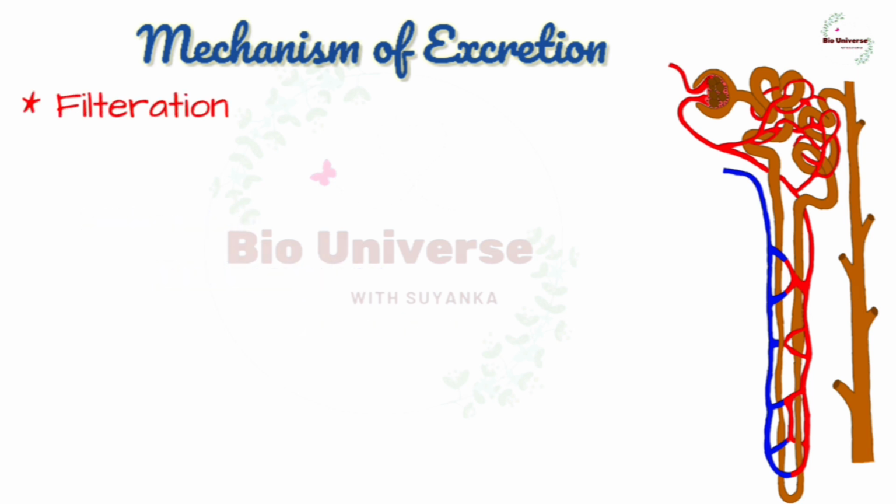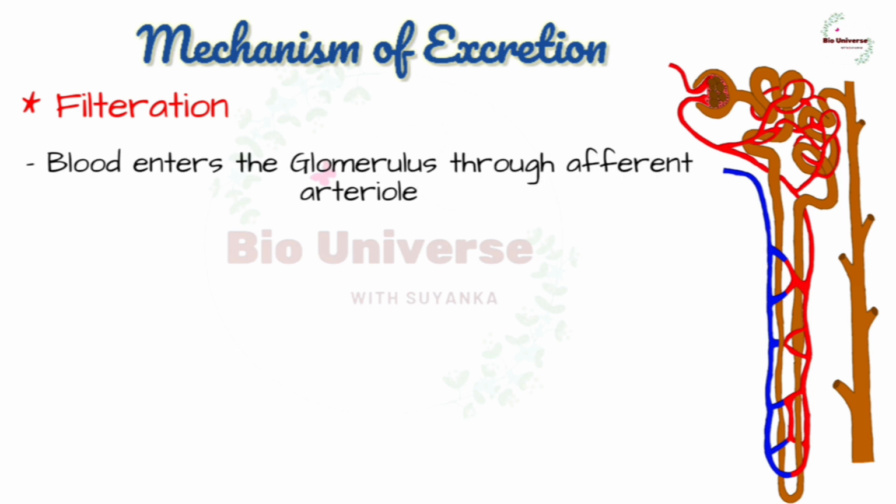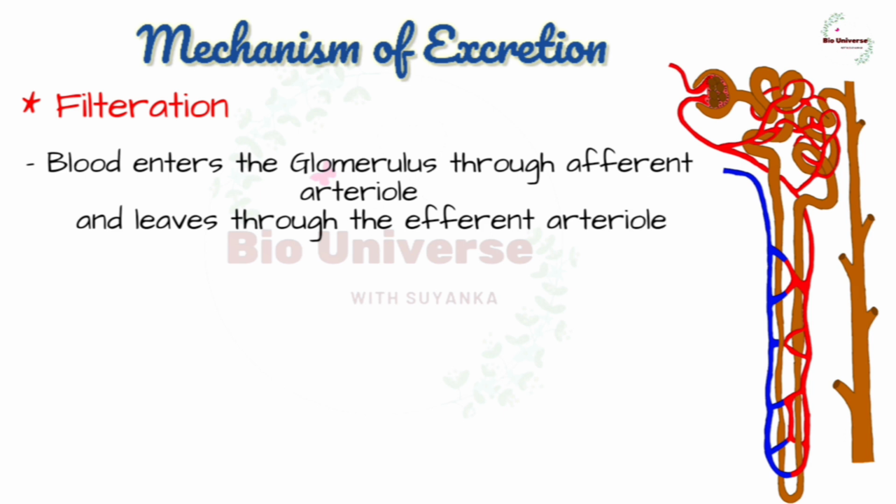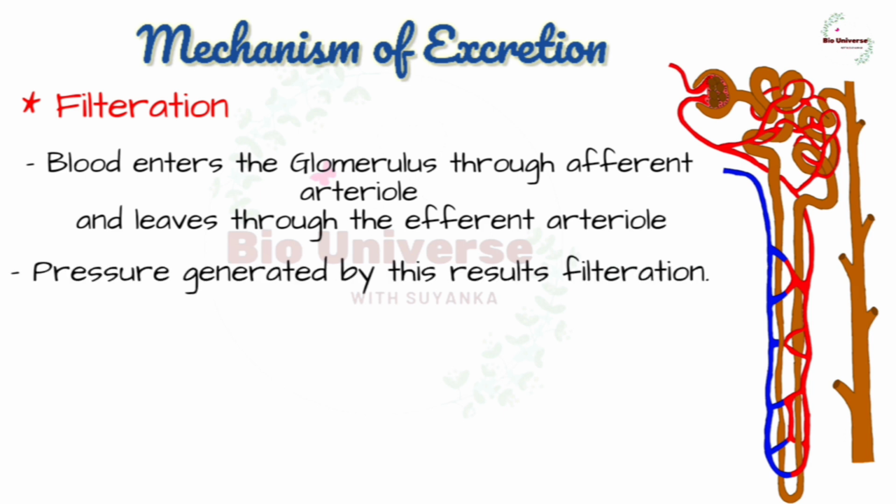Filtration of blood occurs under high pressure in the nephrons of the kidney. Blood enters the glomerulus through the afferent arteriole and leaves through the efferent arteriole. Therefore, blood passes through the glomerulus under pressure. This results in the filtration of blood.